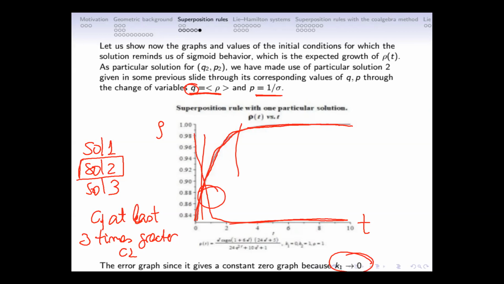So basically up to here, you can see that we have been able to obtain a general solution depending on one particular solution, in this particular case of a SIS model with fluctuation.